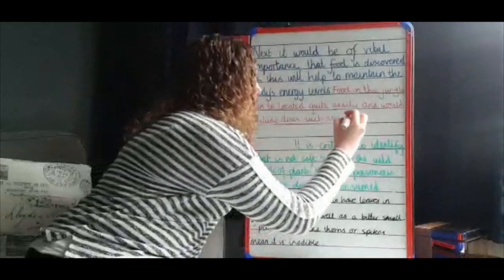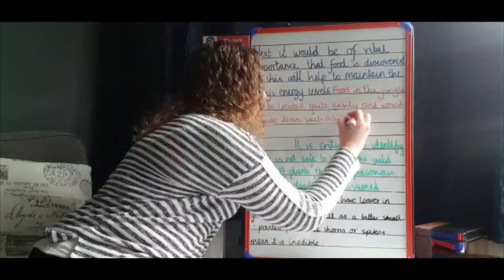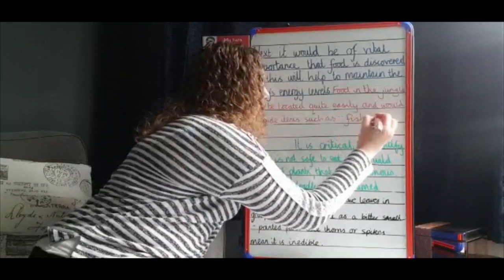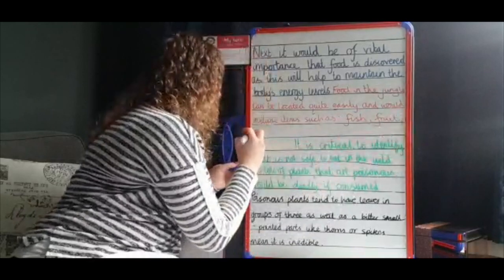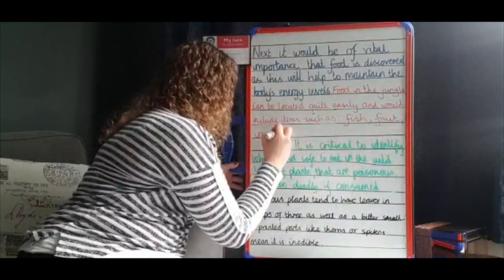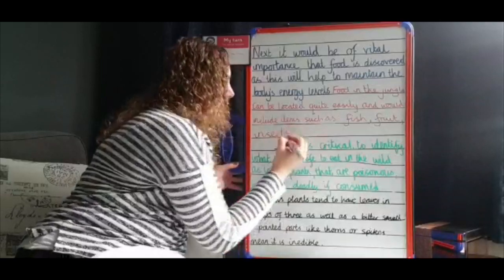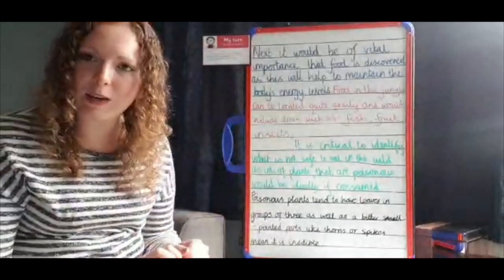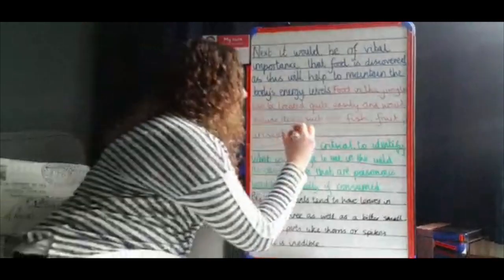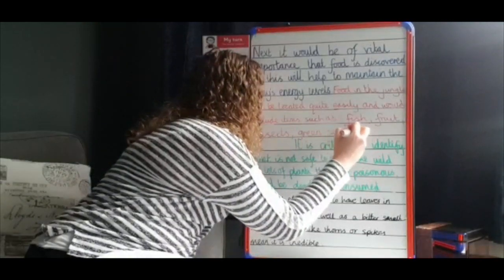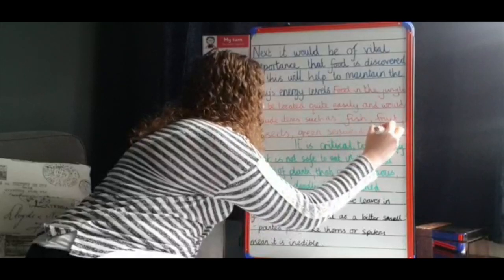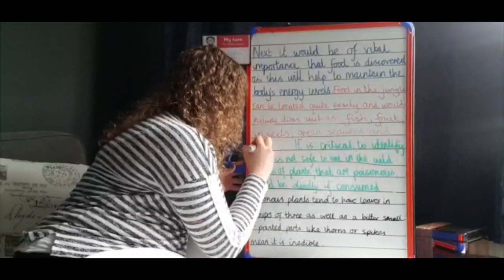So such as fish, fruit, insects. Oh, I remembered one more. Some green seaweed was something I found. Green seaweed and tarantulas.